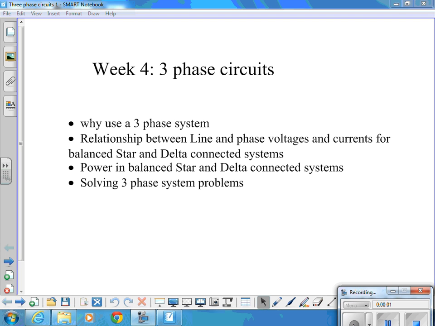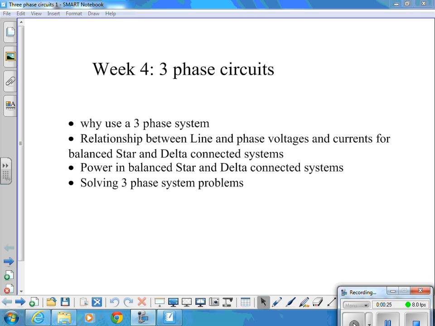Start week 4, three-phase systems. What we're going to look at this week is first of all go through and sort of justify why we use a three-phase system. I've got some copies of these board notes for you. I'll give them out in a minute.